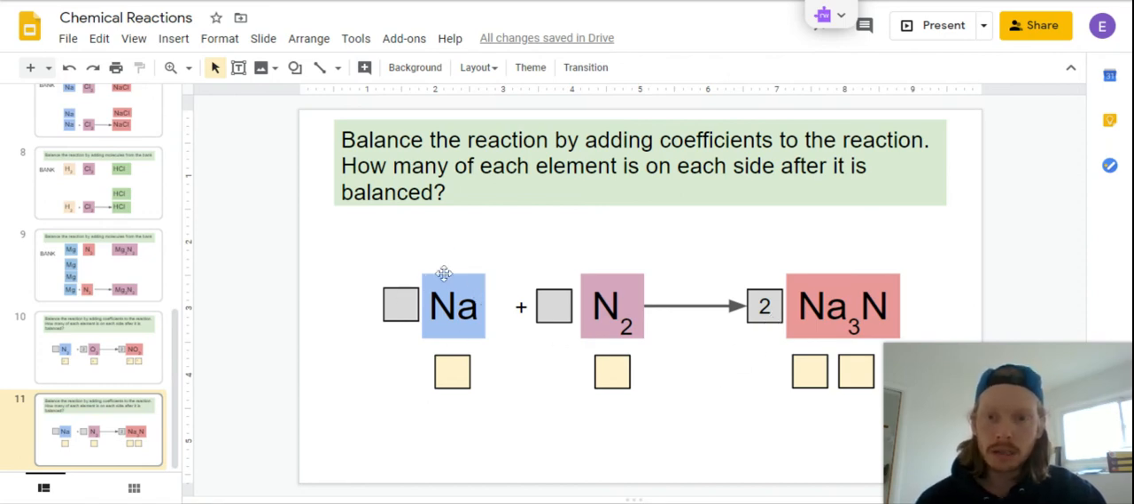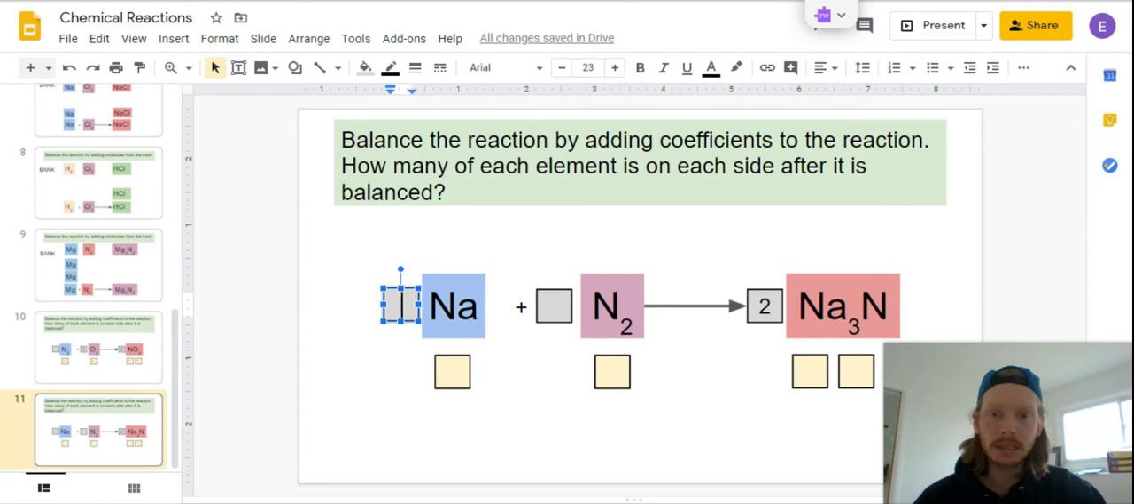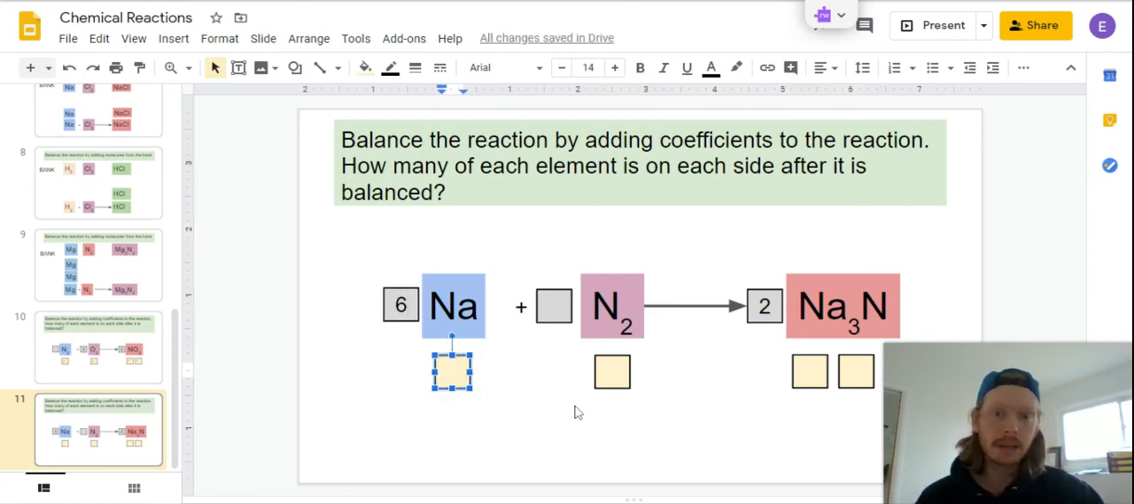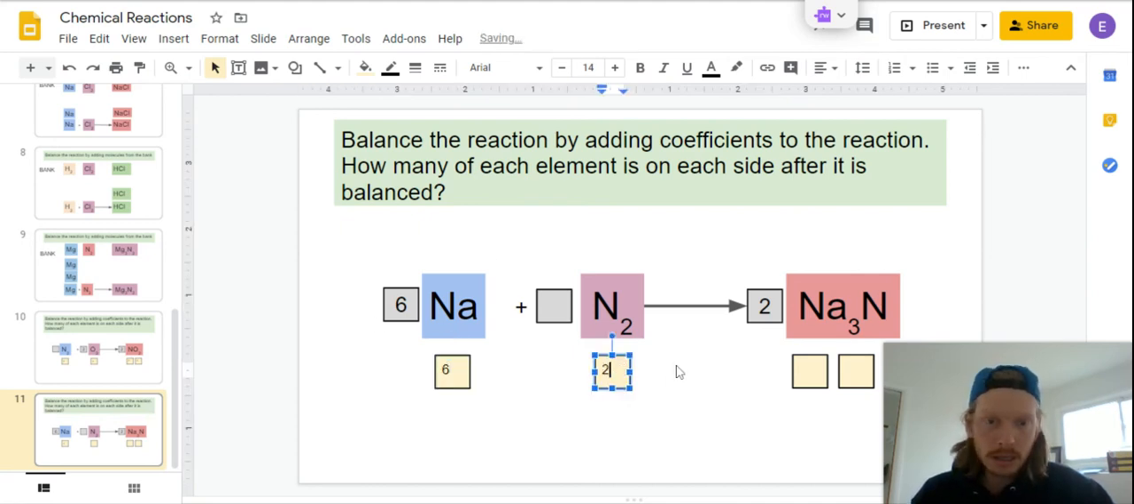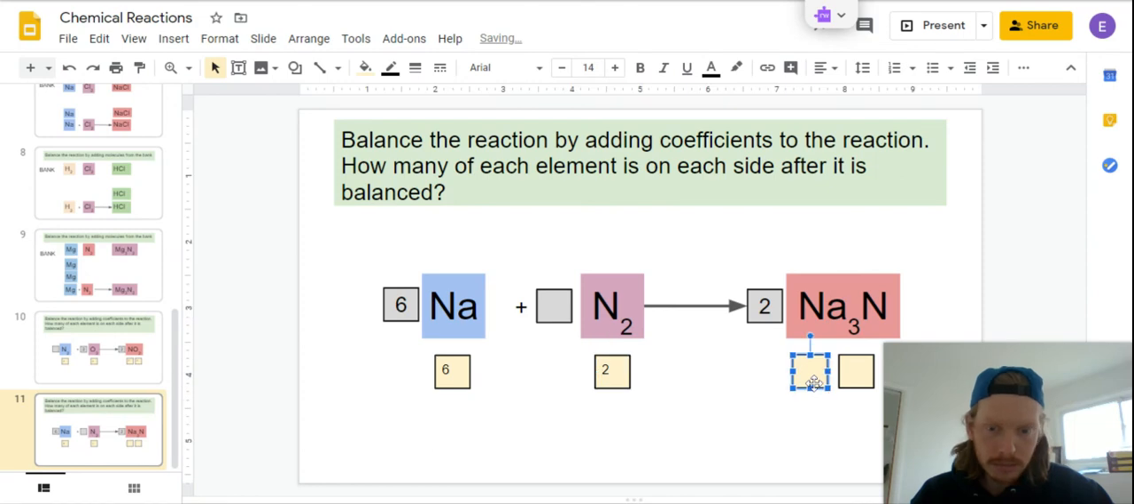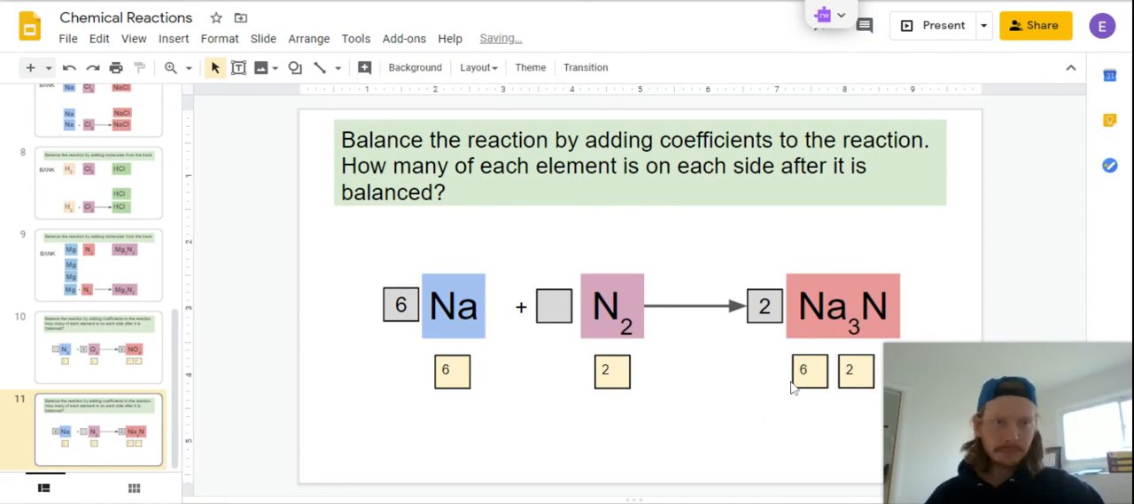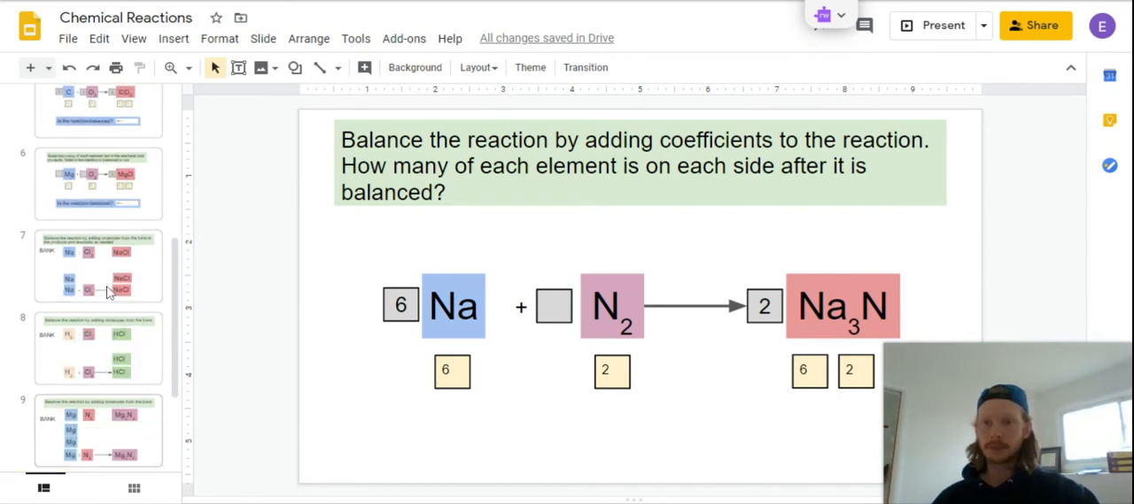Now I have 1 sodium on the left, and I have 2 groups of 3, which is 6. So I know I'm going to need 6 groups there. Okay, so then I'm done right away. If you start with your diatomic, you can usually skip a step or having to go through it a second time. So double check, we have 6 and 2 and 6 sodiums and 2 nitrogens. Looking good.